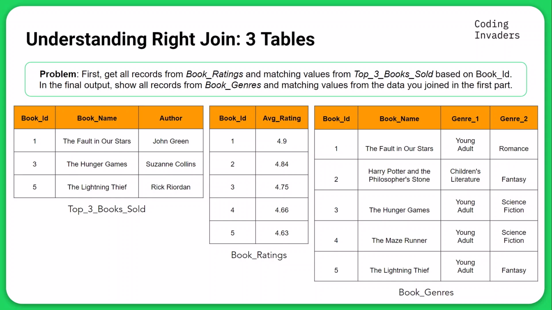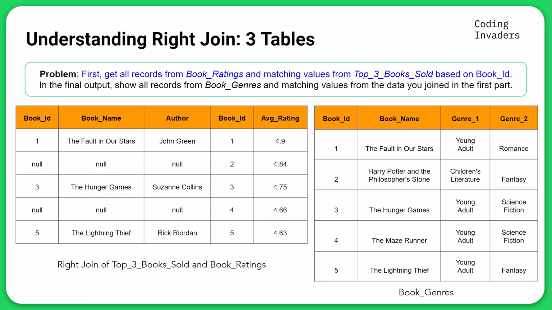What is the problem we are trying to solve? First, get all records from the book rating and matching values from the top 3 books sold based on book ID. In the final output, show all the records from book genres and matching values from the data you joined in the first part. So let's break it down. We already saw the output for the first line of the problem. It's a right join between the first 2 tables, that is top 3 books sold and book ratings. This was the output that we initially got, right? I've copied it for you over here for your reference.